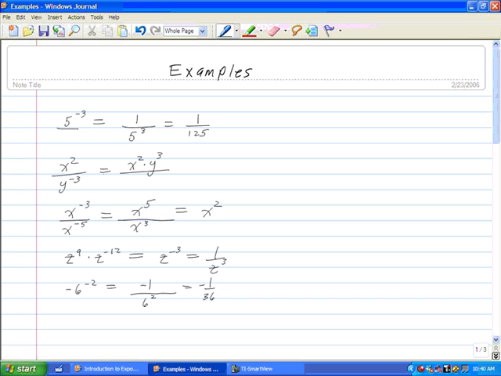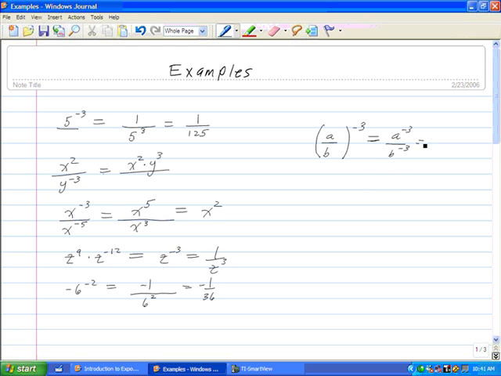Alright, let's try another one. Let's take a fraction. We'll say it's being raised to the negative 3rd power. We will put an a on top and a b on the bottom. And we will use that property that we said looks like the distributive property, even though that's not what it is. This becomes a to the negative 3rd over b to the negative 3rd.